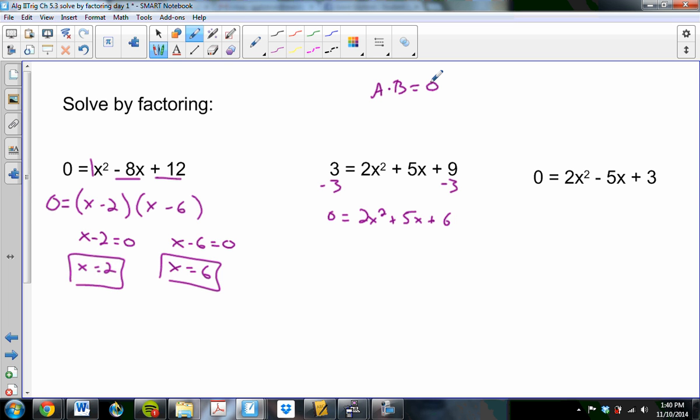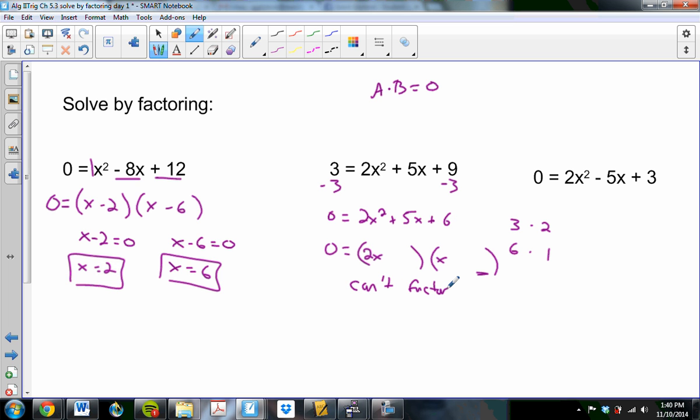Well, this one I can also still guess and check, I think. And I know this has to be a 2x and this has to be an x. And the number that goes in this spot is either going to be a positive 3, a positive 2, or 6 and a 1, because these are the numbers that multiply to 6. I can't find two numbers that are going to multiply to 6 and combine to 5. This one can't be factored.